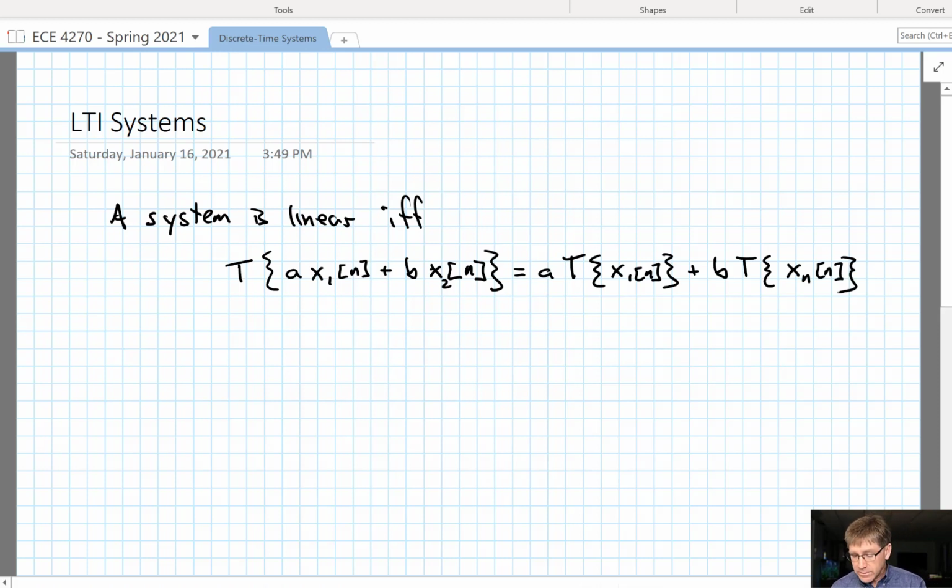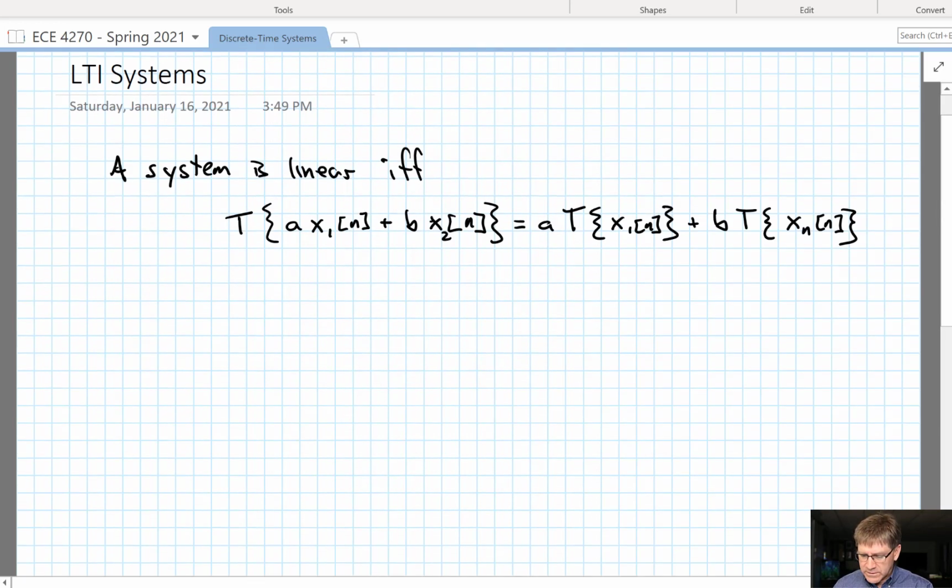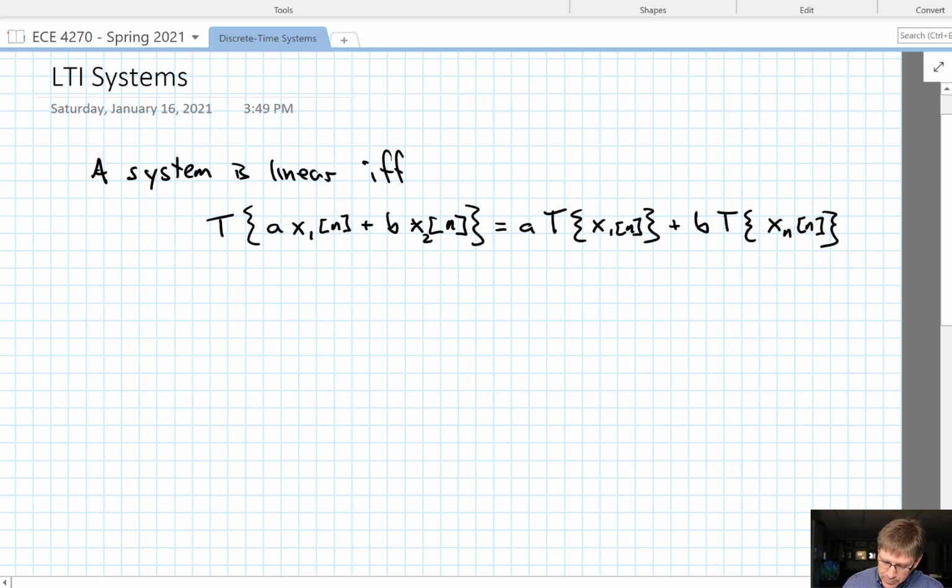In other words, if we combine the two signals and operate on them as a package, it's just the same as if we operated on each of the signals individually and then recombined them. We'll go through some examples so you can see how this works and get some intuition for it.